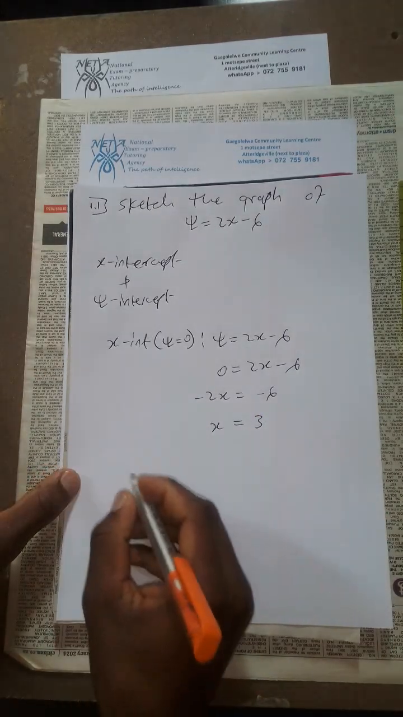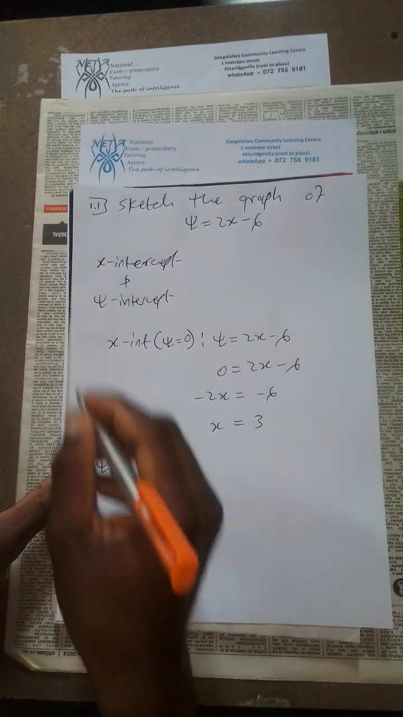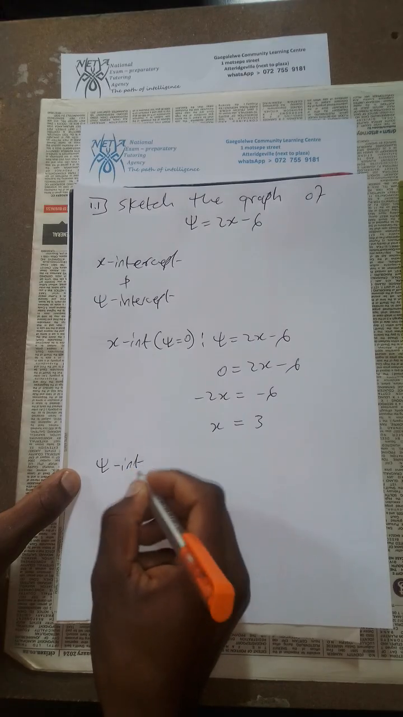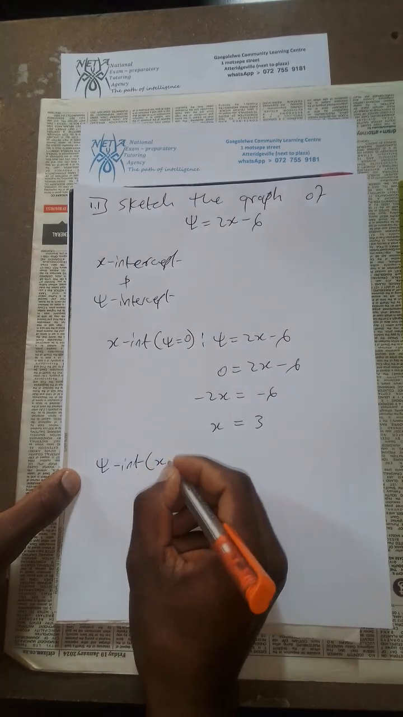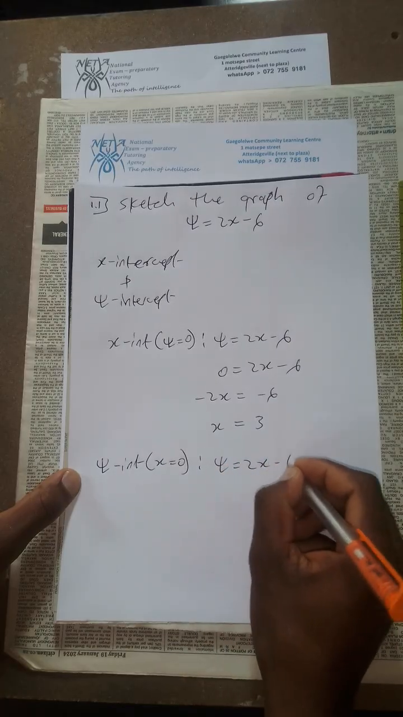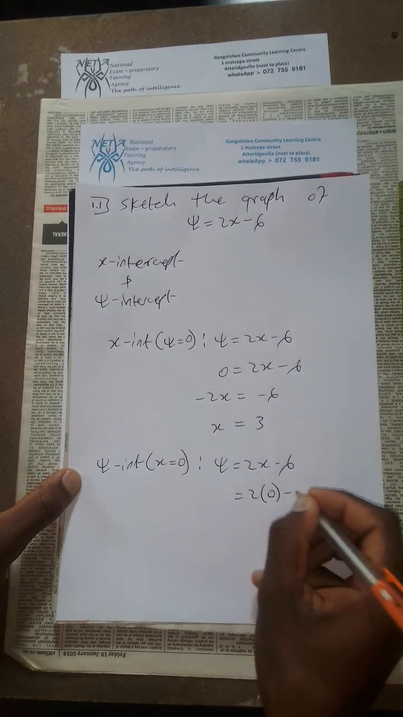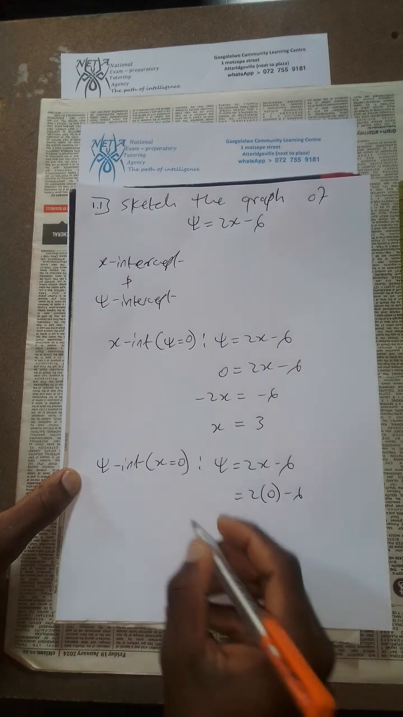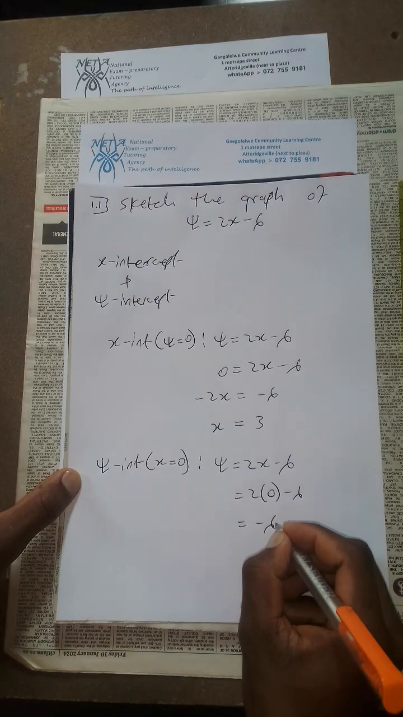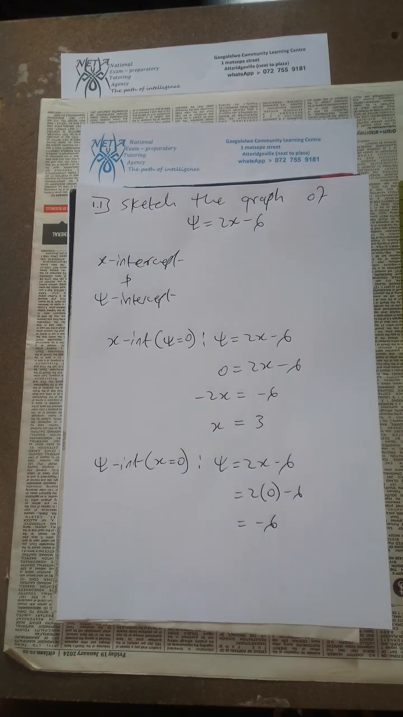The same thing happens when you find the y-intercept. Int is the abbreviation of intercept, and then x equals 0. You indicate that, and then you substitute x with 0. That is how you find the y-intercept, and you find that your y-intercept equals -6. These are the two most important criteria that are needed for you to draw the graph.